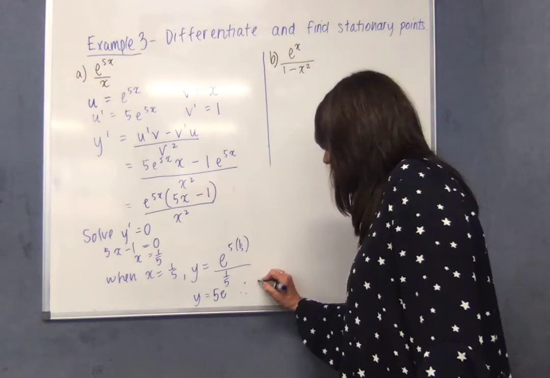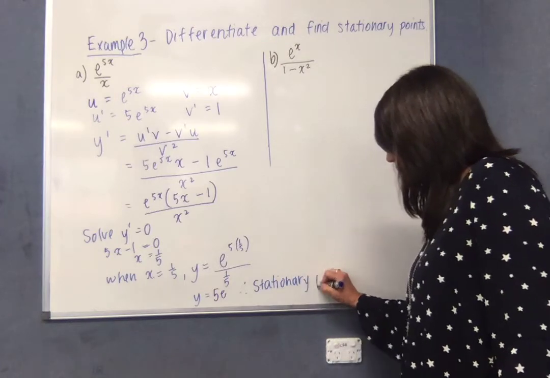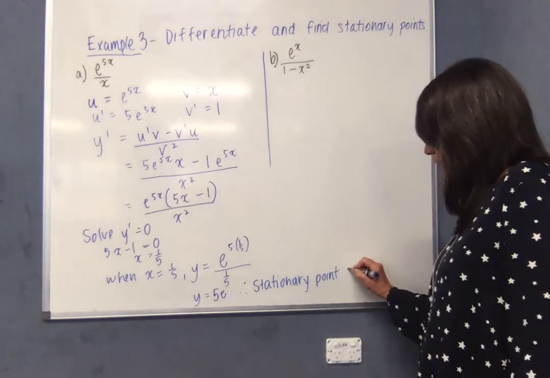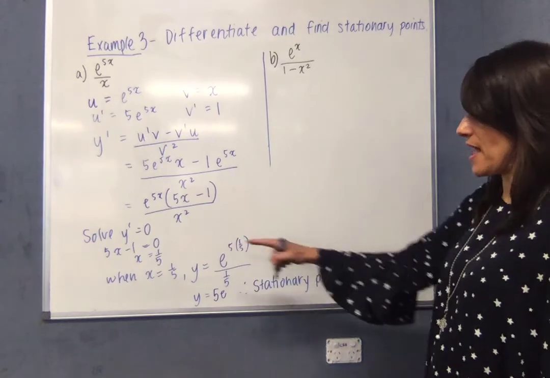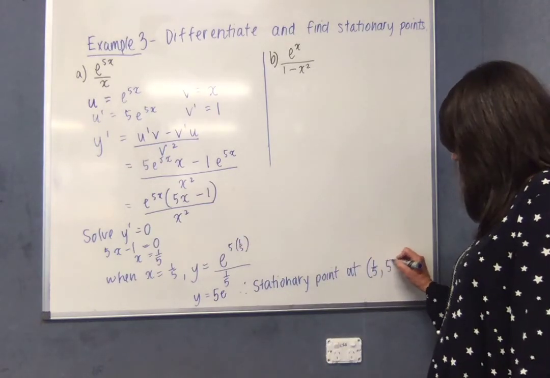So therefore we have a stationary point at, and we'll remember to write our answer as a coordinate, 1/5 and 5e.